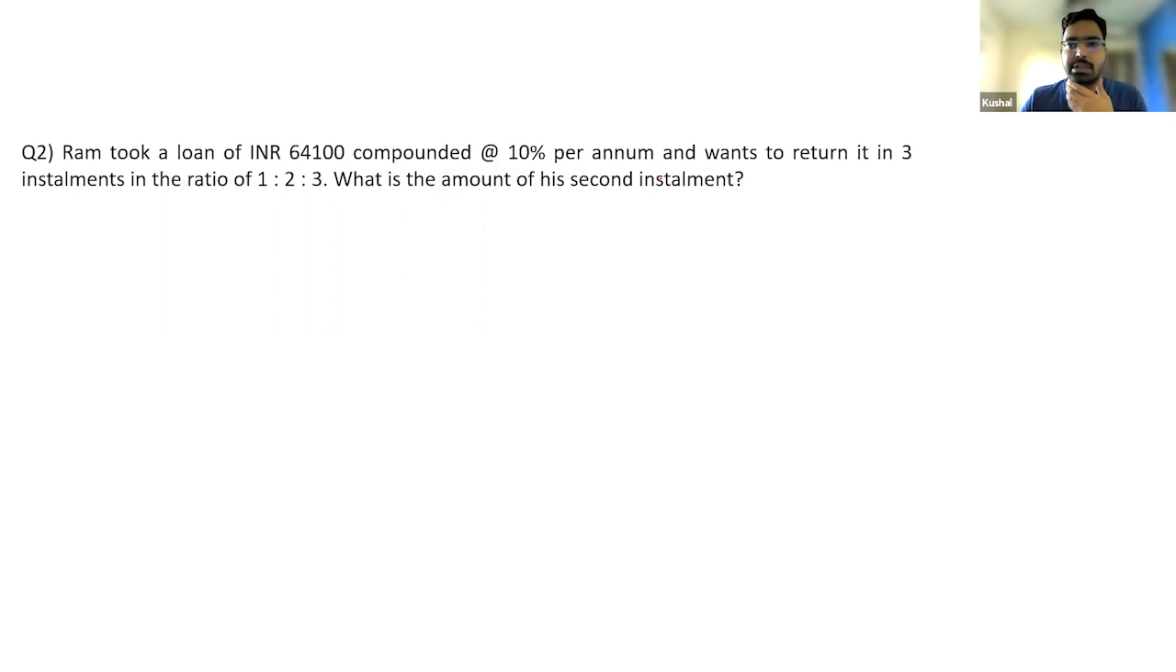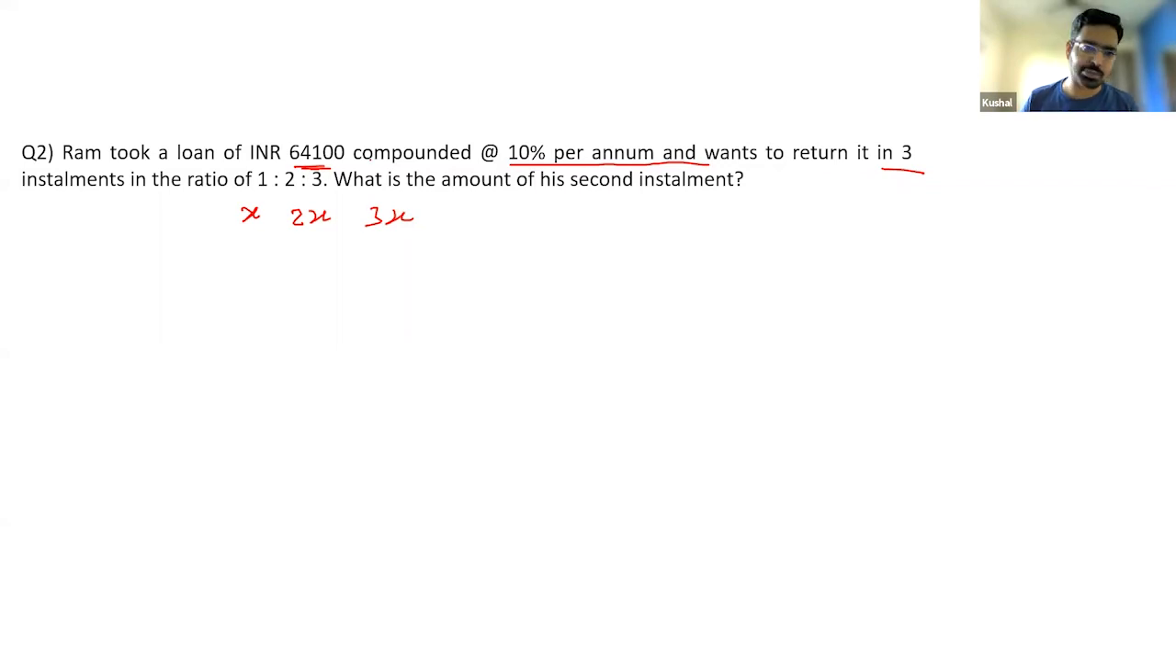Let's have a look at this. Now, this is the concept of installments. What is the question saying? Ram took a loan of 64,100 compounded at 10% per annum and wants to return it in 3 equal installments in the ratio 1:2:3. So my installments can be X amount for the first installment, 2X amount for the second installment, and 3X amount for the third installment. Now, the question is about the amount of the second installment.